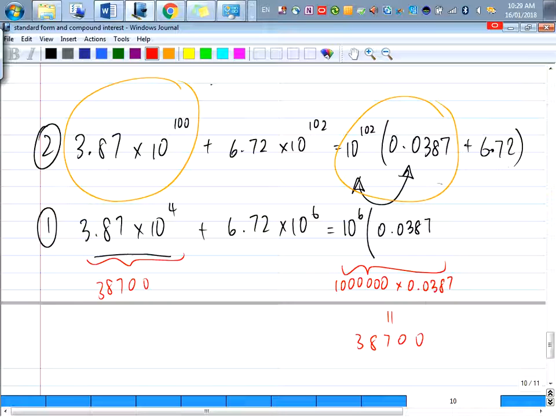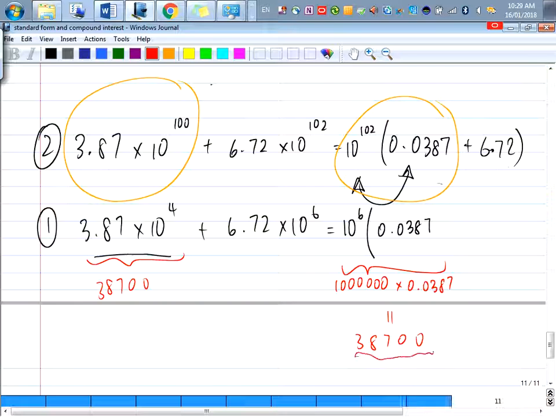Anybody lost at this stage? You must sound out if you're lost. Okay, any more? Okay, so one more time. Please take a look at this part over here. 10 to the power of 6 times 0.0387. 10 to the power of 6 is just 1 million, isn't it? And then 1 million times 0.0387, what do you get? You get 38700. Right? Do you follow this step so far?